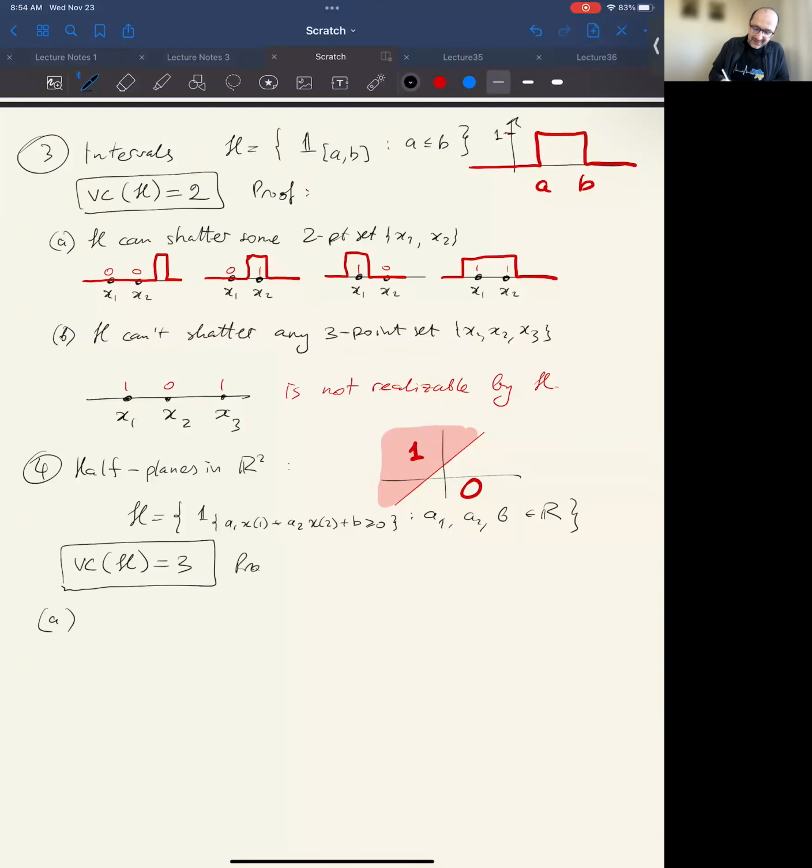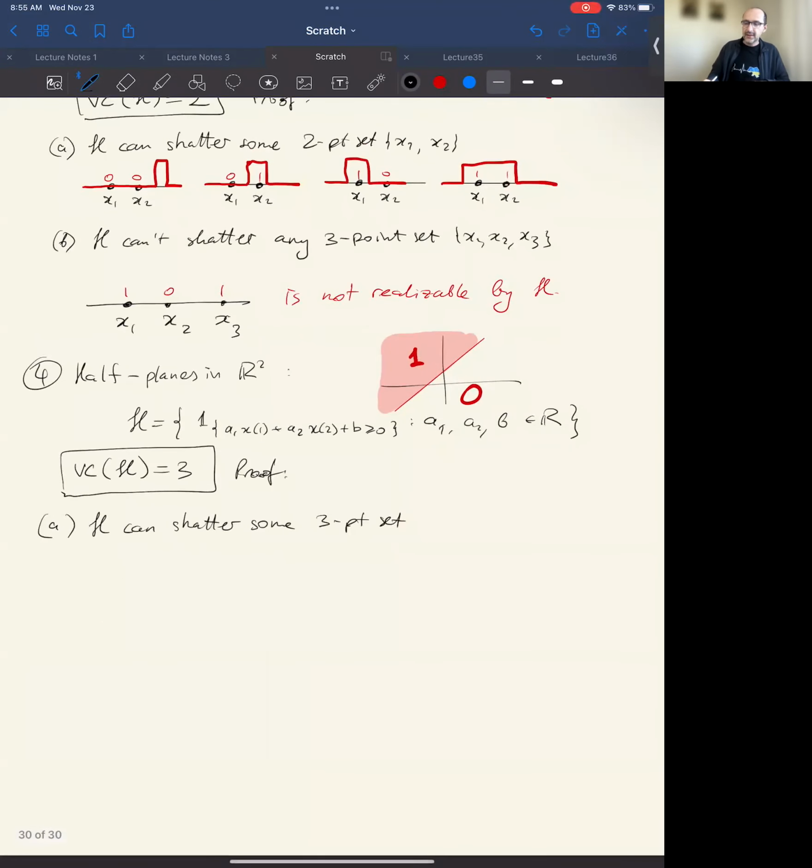So for this, we need to check 2 things: that H can shatter some 3-point set, but cannot shatter any 4-point set. Okay, let's do the 3-point set. This, for example. There are 2 to the 3, 8 possible label assignments that we should check, but let's just fix one, 0, 0, 1. How can I realize that? I will put the line here, and the half plane will be here, and the function takes value 1 here, value 0 here, and it's realized, right?